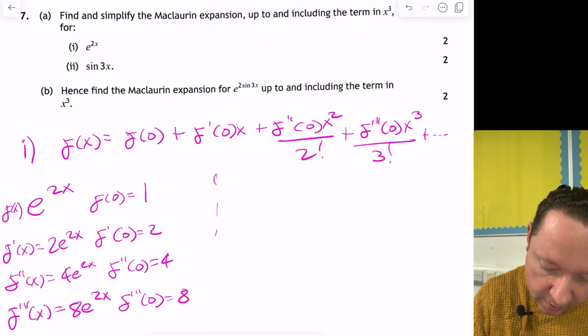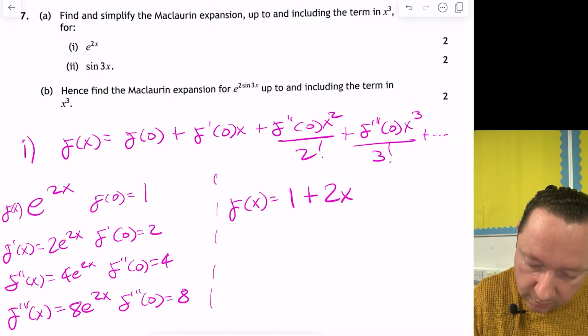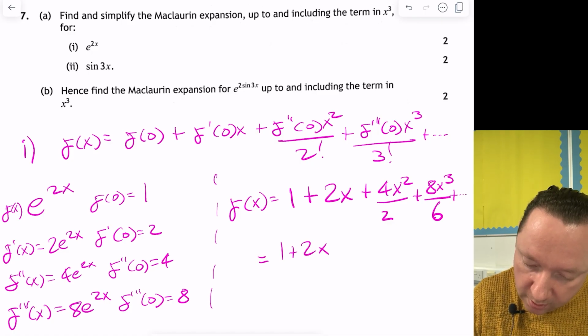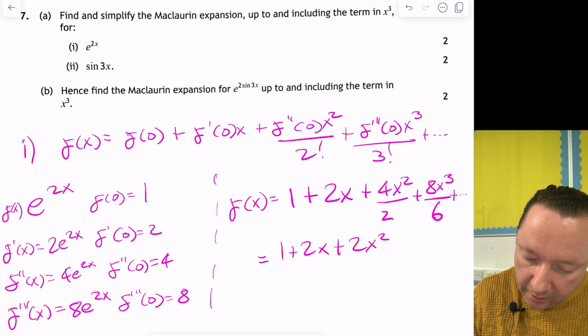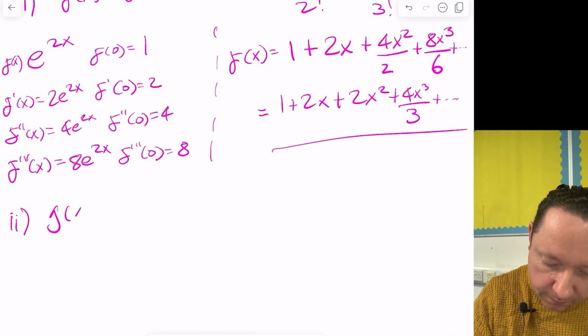So we can say that f of x is equal to 1 plus 2x plus 4x squared over 2 plus 8x cubed over 3 factorial, which is 3 times 2 is 6, plus and so on. We've only got the x cubed. 1 plus 2x plus 2x squared, dividing 8 by 6 to get 4x cubed over 3. And they're done there. This is sine 3x.